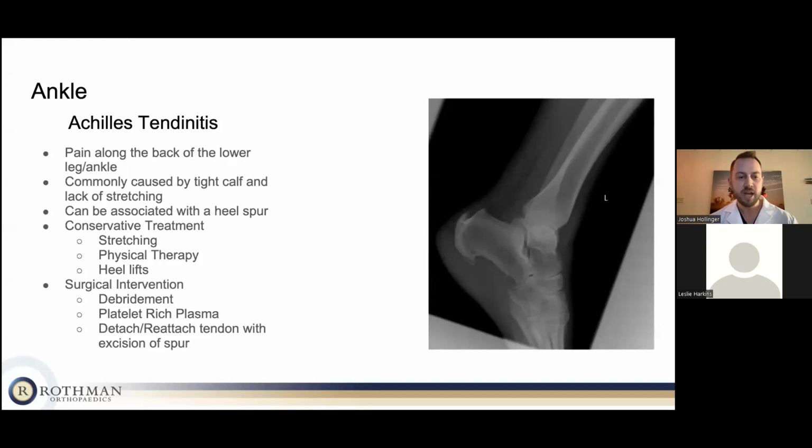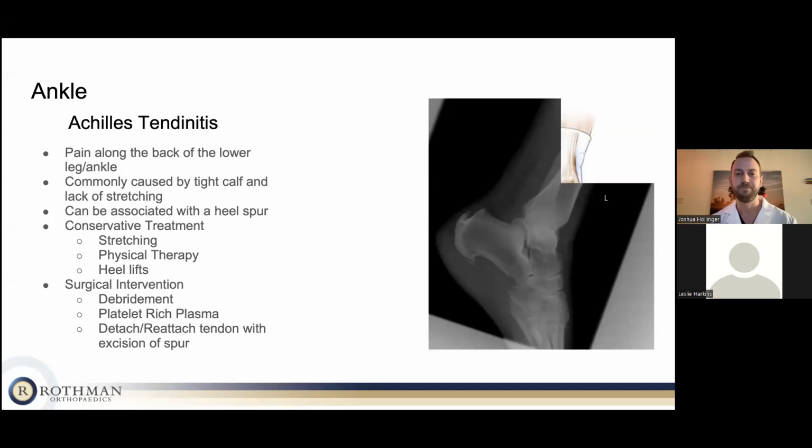And sometimes from a surgical perspective, we have to do that last procedure there I have listed where we detach the Achilles tendon from the heel bone, excise the spur, smooth everything down, and then reattach the Achilles tendon with anchors. Other times the Achilles tendinitis can be further above the heel bone, and we can debride it if it's significantly thickened, not responding to those conservative treatments, or we can even inject platelet-rich plasma in those areas to help as well.